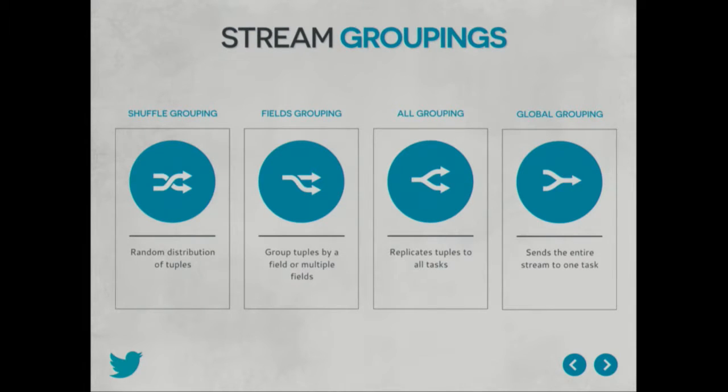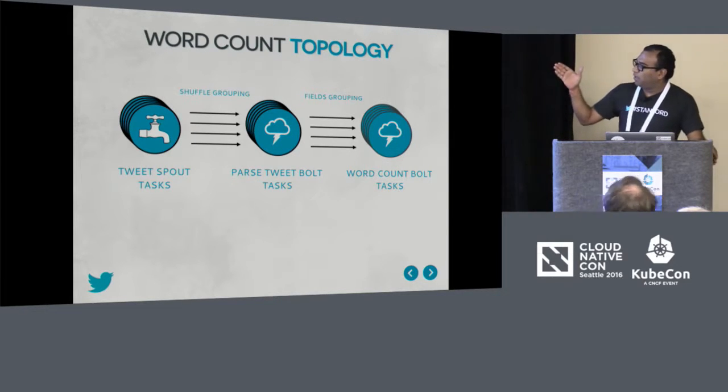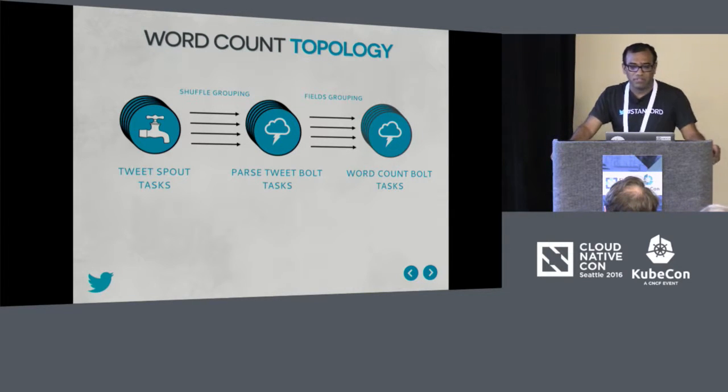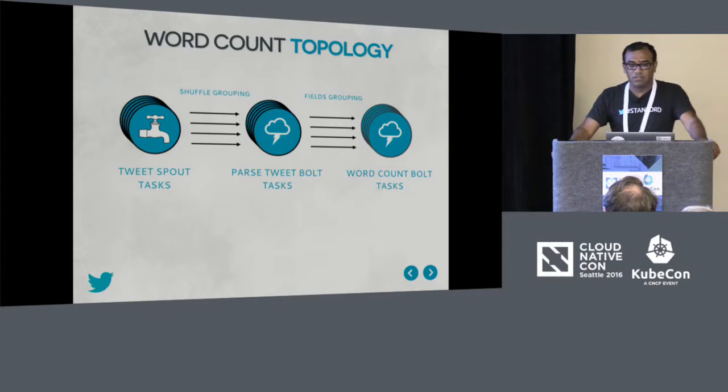Now coming back to the word count topology, if a tweet spout has to send the data to the parse tweet bolt, a shuffle grouping will suffice, because anybody can parse that and break the tweet into words. On the other hand, when you go from a parse tweet bolt to a word count bolt, you need fields grouping, because you want the same words to go to the same machine or the same task so that you can compute the counts accurately, right?